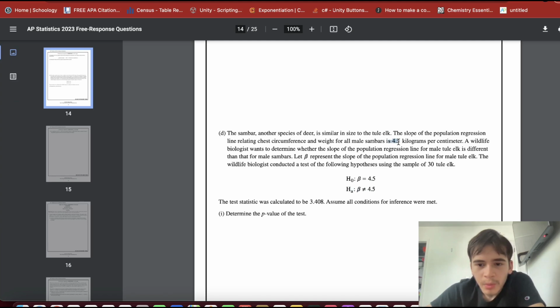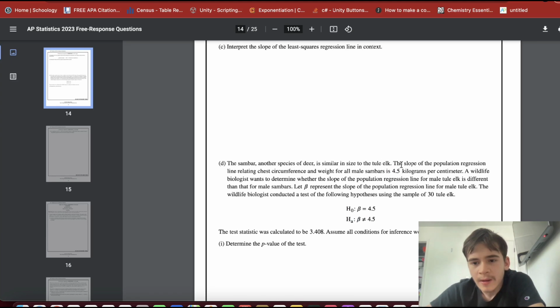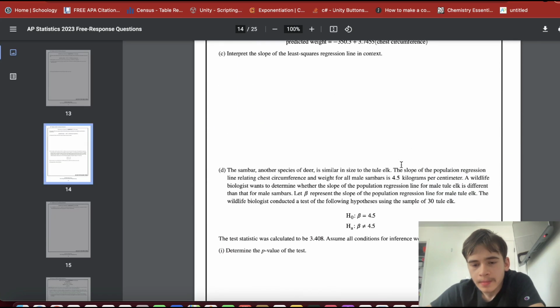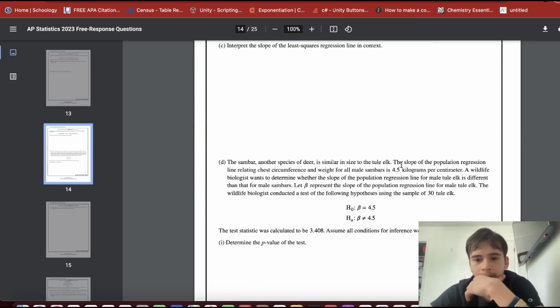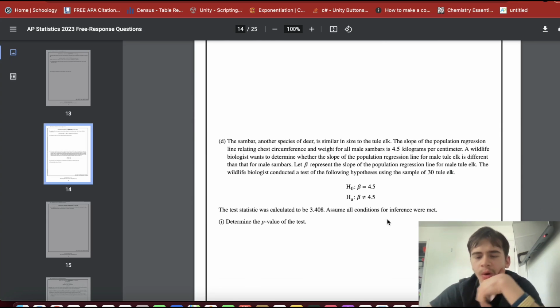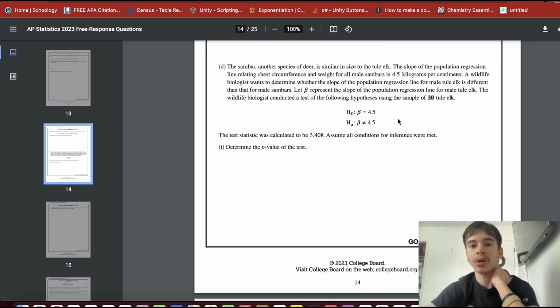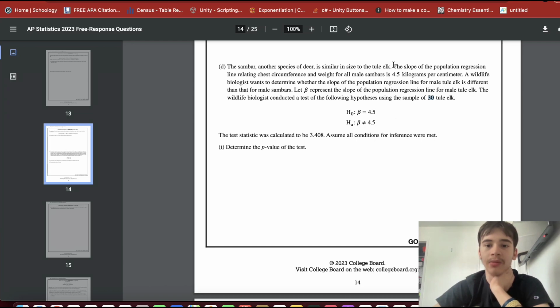Chest circumference is 4.5, so you have your mean. Oh, wait, I'm tripping. Okay, we're doing it with slope, so we don't really need the standard deviation. What we would do is subtract 2 from 30. I forgot that. Yes, and you get your DF of 28. That's what you would plug in, not 4.5.